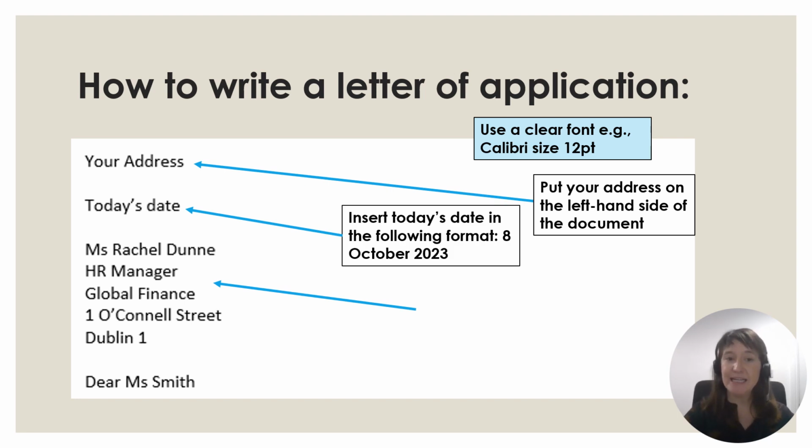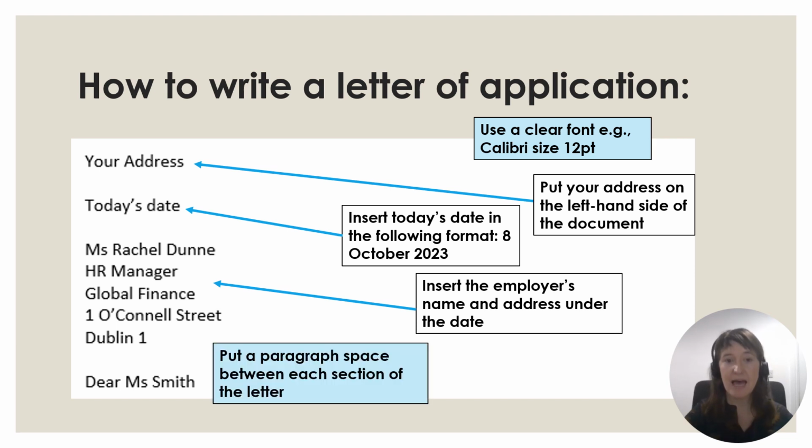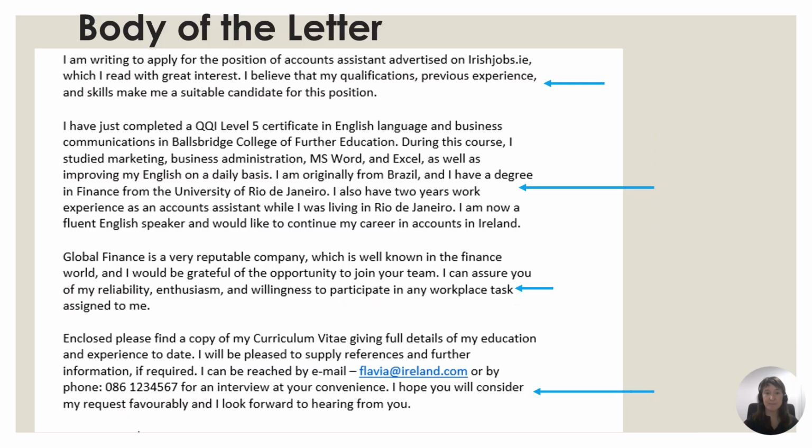Then you insert today's date after your address on the left-hand side, and the format of the date should be the number, the month, and then the full year. Then you put the address of the employer after that, and then the salutation after that. And make sure that you have a paragraph space, so you press return or enter on your keyboard between each section. And remember to use open punctuation in the address section and the salutation and in the sign off. Open punctuation means no commas, no full stops. It makes it much easier to follow this format for letters.